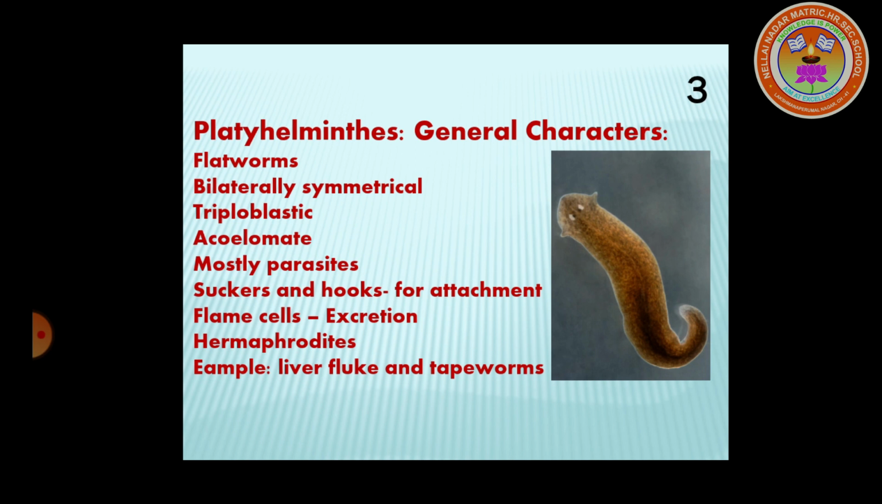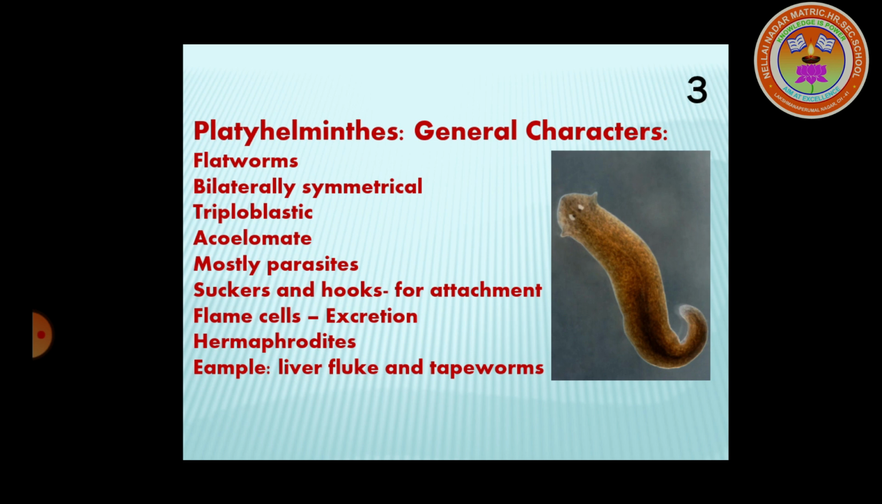They are bilaterally symmetrical, triploblastic, acoelomate animals. Mostly they are parasites. They may be ectoparasite or endoparasite. They live on or in others' body, other living organisms. Suckers and hooks are useful for attachment. They excrete through specialized cells called flame cells.